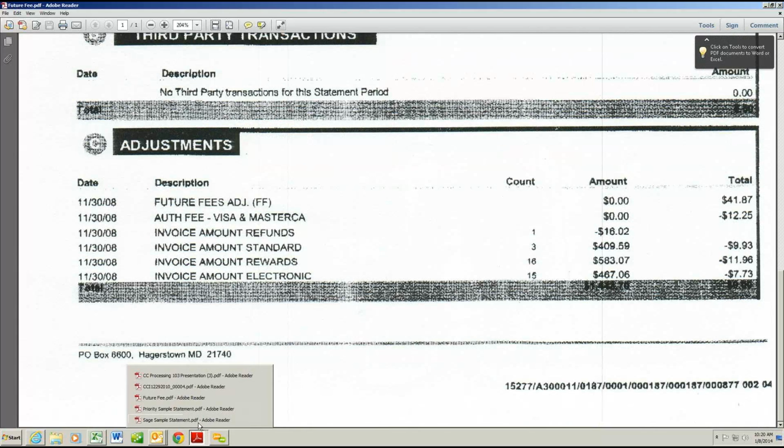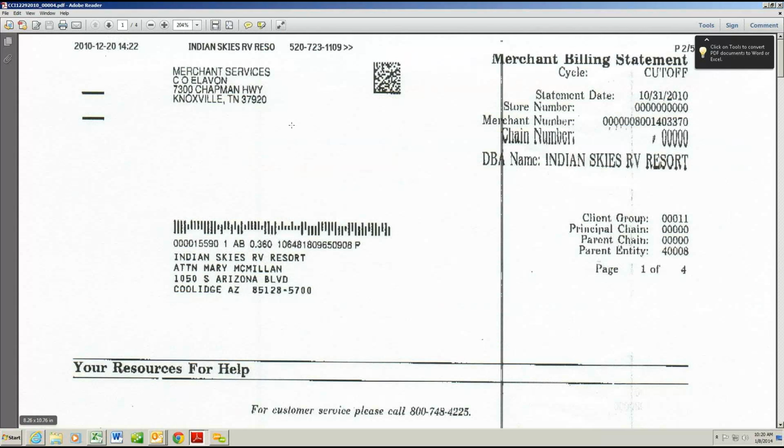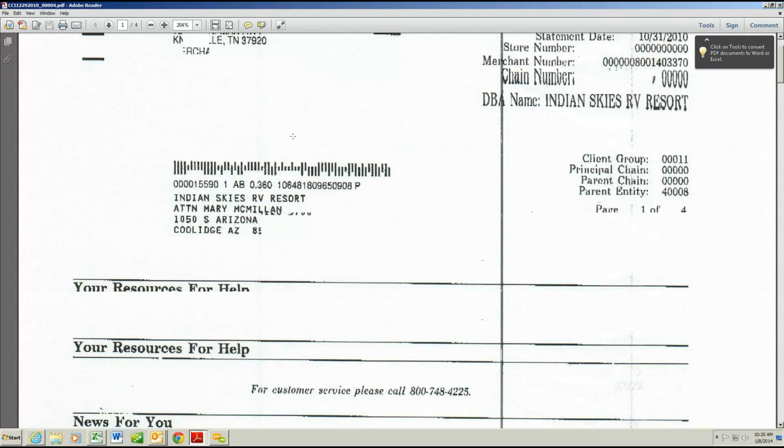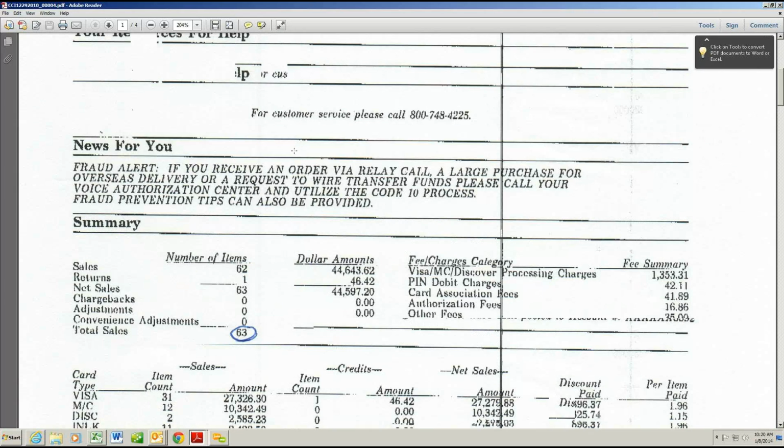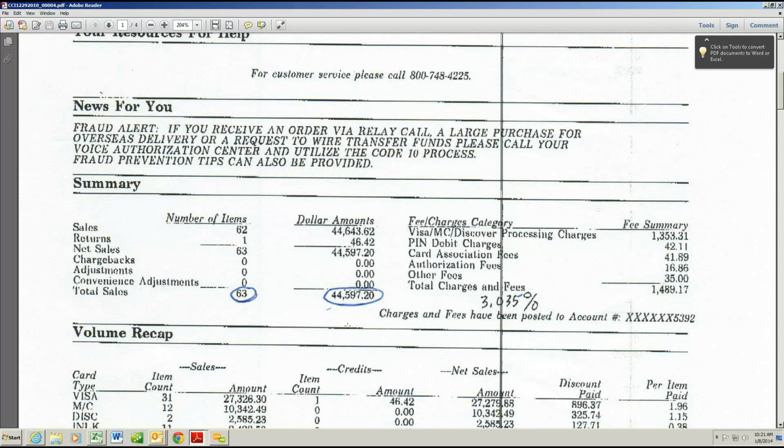Here's another statement for you guys' review. This is from Elavon, one of our providers. Basically, you can see the merchant did 63 transactions for almost $44,500. The total fees they paid was $1,489.